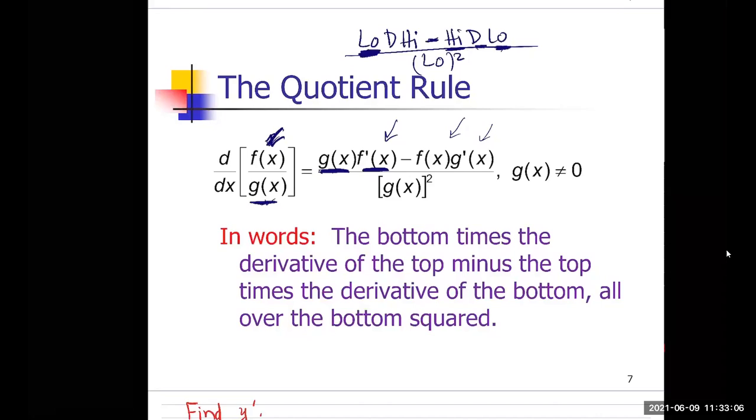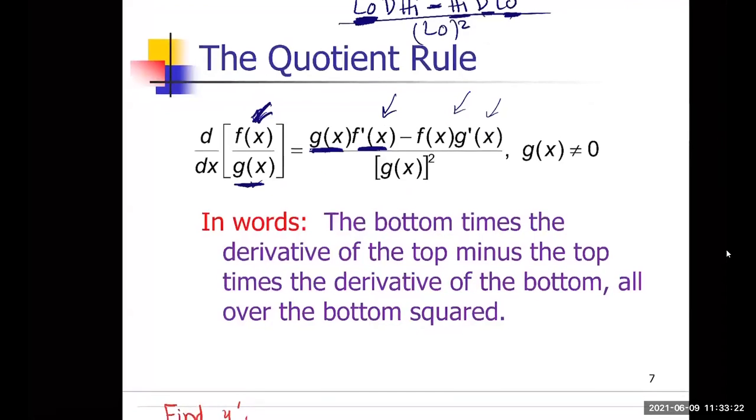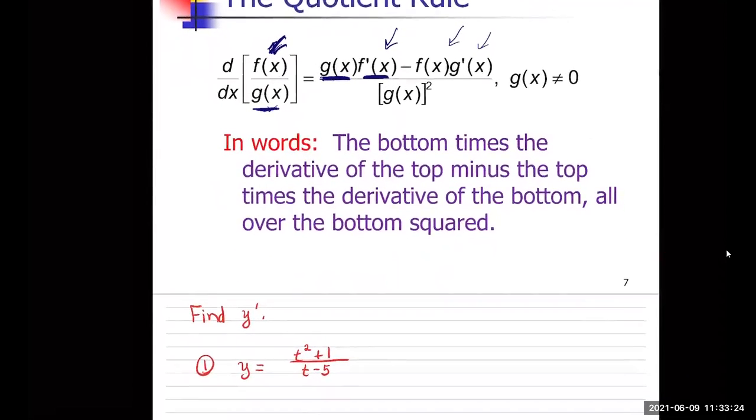When I first learned the quotient rule, I didn't learn that little saying, so I always have to write it down first to make sure I say it in the right order. So usually in class, I will say the bottom times the derivative of the top minus the top times the derivative of the bottom over the bottom squared. But if you have the quotient rule written down, now let's practice using it.